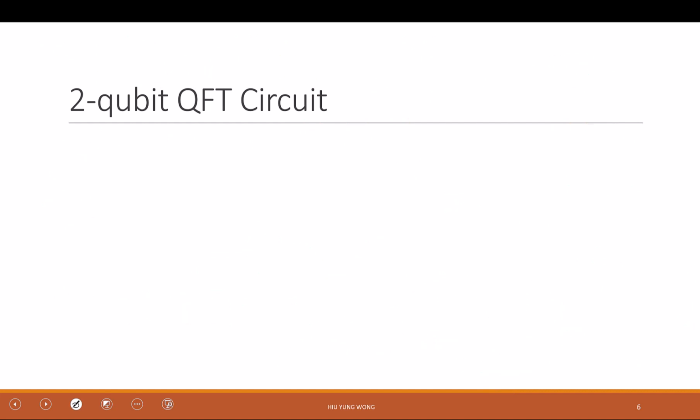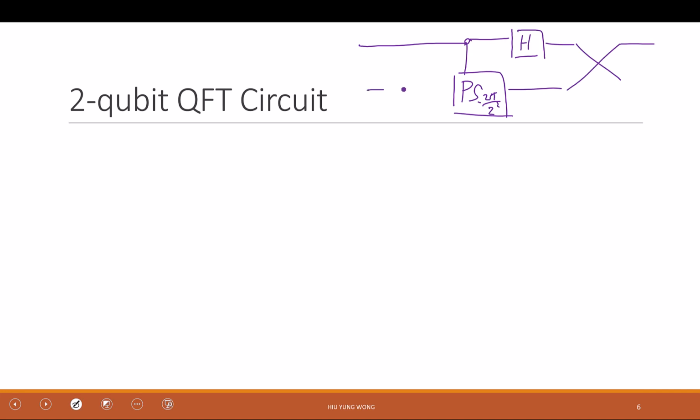Let me draw this again. This is the circuit that we have. As I said, the LSB gets H, the MSB gets a control phase shift of negative 2 pi divided by 2 to the power 2. And then we have a swap gate and we have an H in front. This is LSB, this is MSB, right?